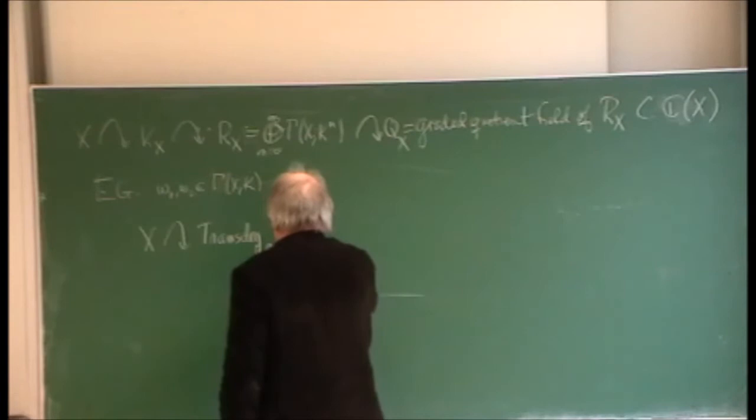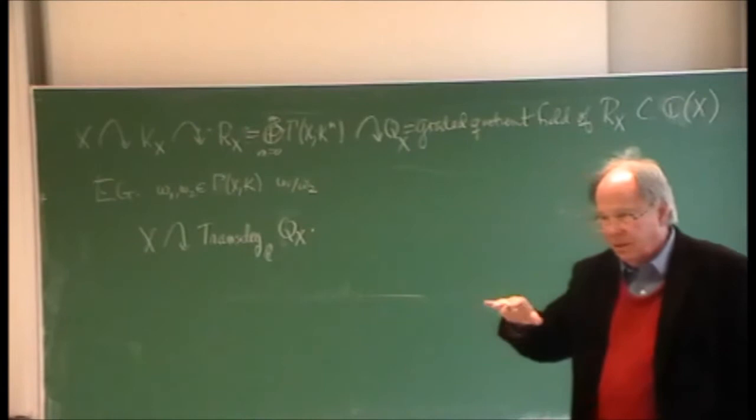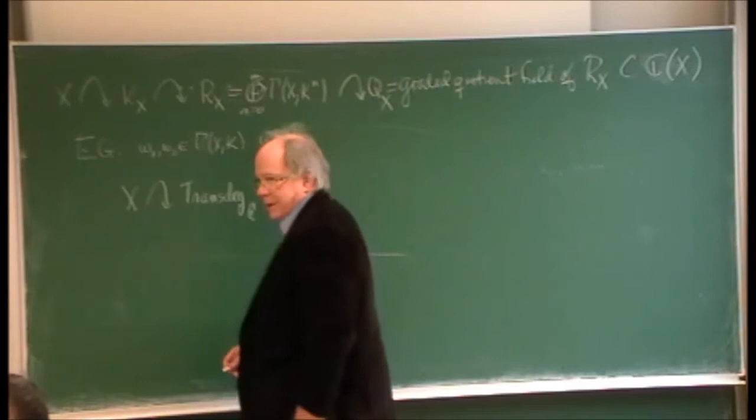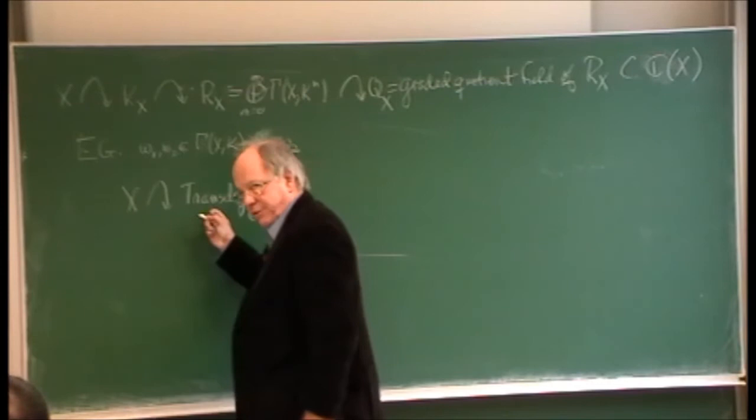So in other words, how many transcendental, how many really new functions are you getting out of this canonical thing? Well, that's a very good idea. Go from X to the transcendence degree of its field of meromorphic functions. This is a numerical invariant of X. This is a number, right?